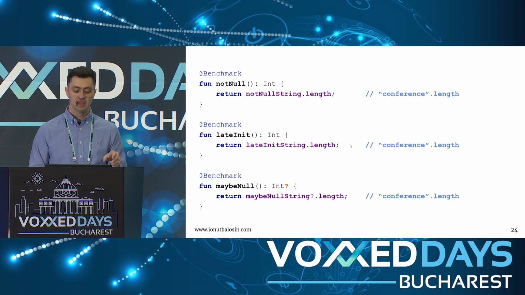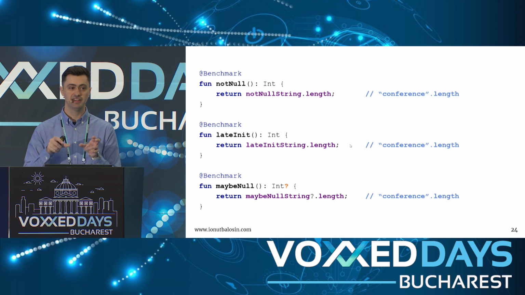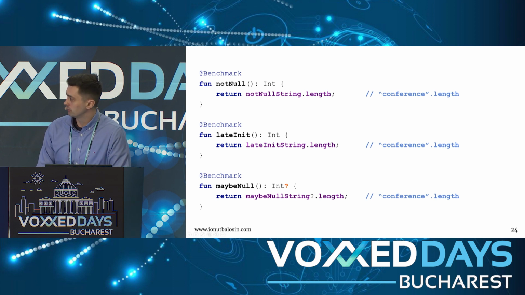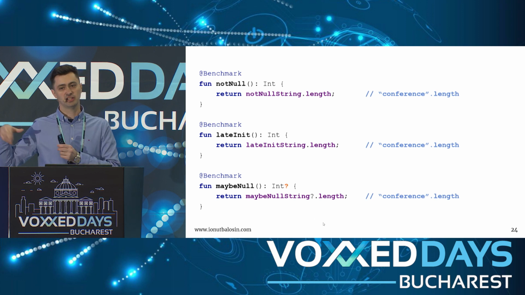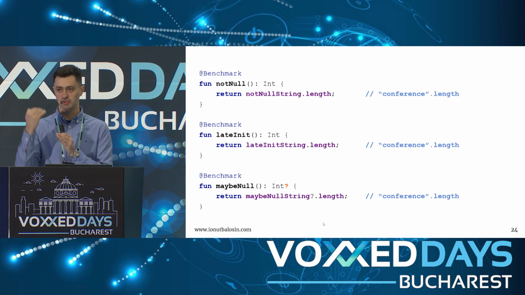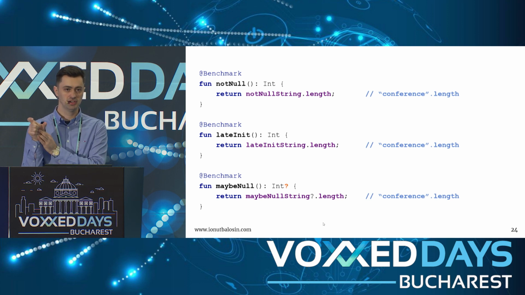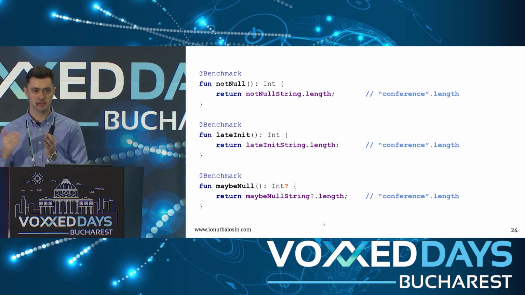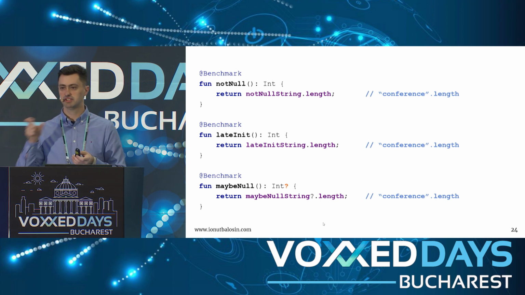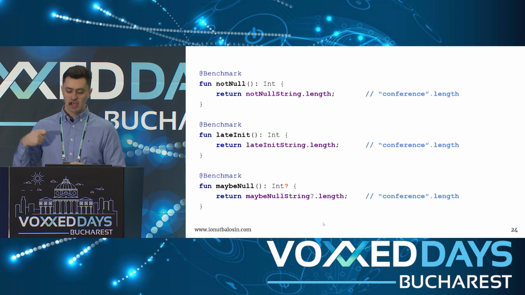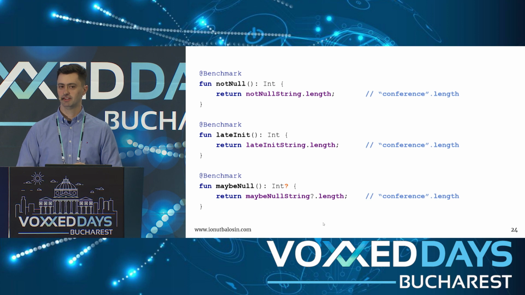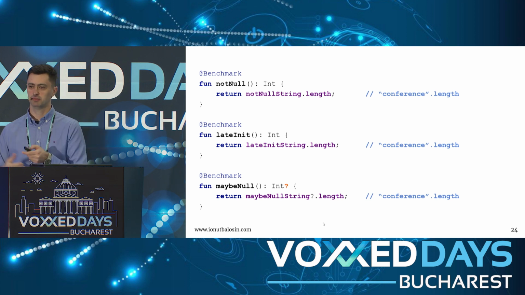The second one is a lateinit. Again, I get the length out of it. And the last one, be careful, it's a nullable reference, and I want the length out of that nullable reference. But during the runtime, all of these are initialized to the conference. So during the runtime, there is no null that might be thrown, and I want to return the length out of it. Who thinks the first one is faster? Or who thinks there is a difference in performance between these?